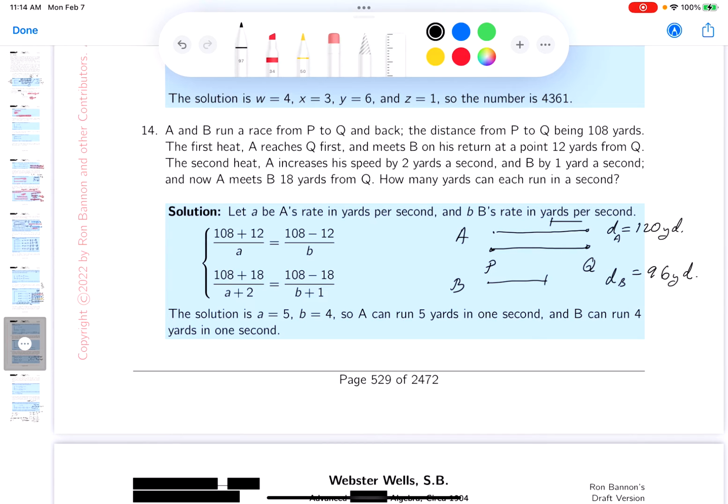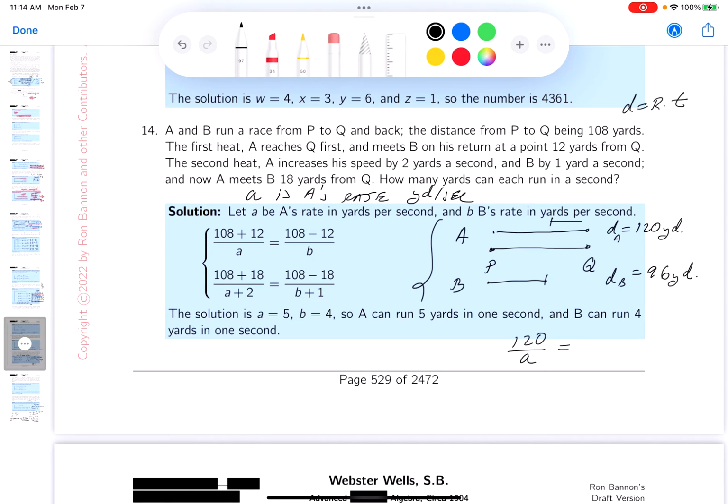So I'm going to say this is something to do with distance equals the rate times the time. So let's put this over here. Just in the first part of the race, I'm going to talk about 120 divided by the rate of A. So I've got to write this down now. A is A's rate. Since they're talking about yards and seconds, I'm going to say yards per second. So the time would be 120, this is for A, divided by A.